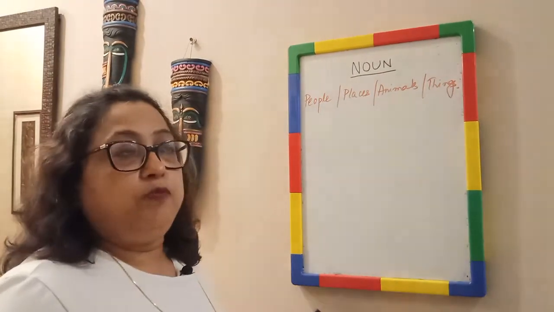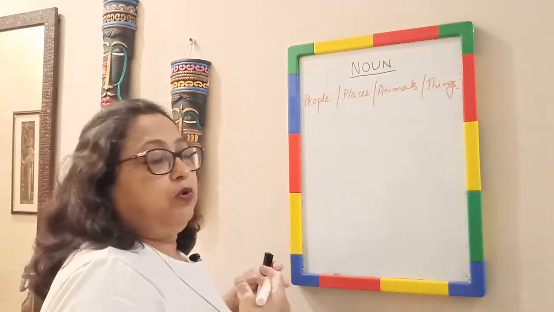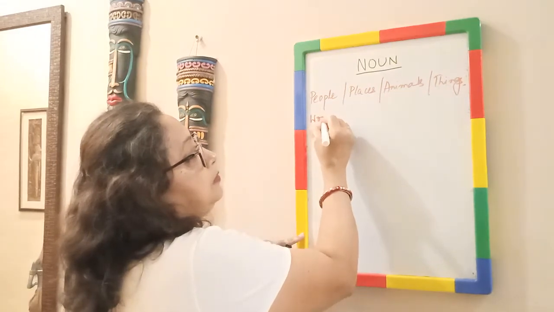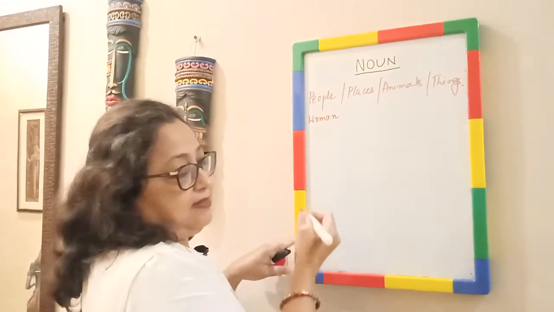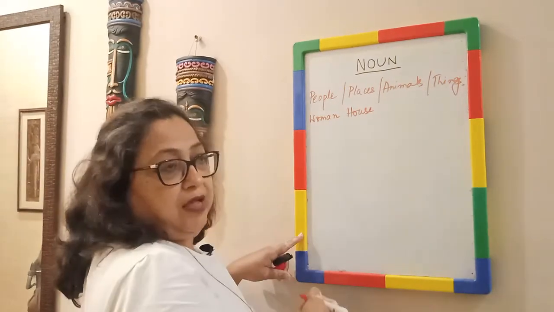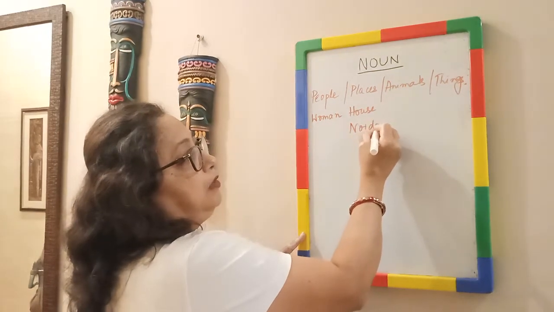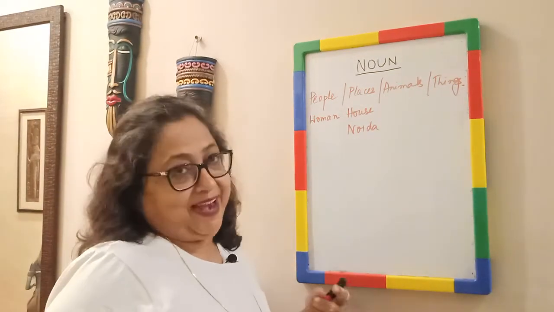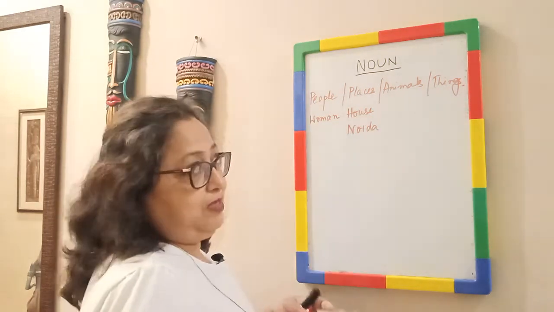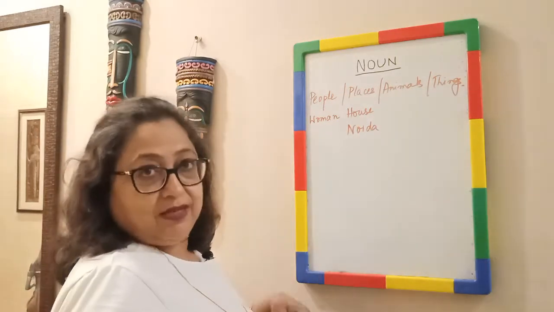Suppose I am in this room, I am making this video. So here what? People. I am here. So I can say I am a woman. Place. It is a house. This is a place. Or I stay in Noida, so I can say this is Noida. Animals. See, I don't have any pets in my house, but you may have your pets like dogs and cats. So you can write here animals. I am just telling the names of the nouns in context to my room.